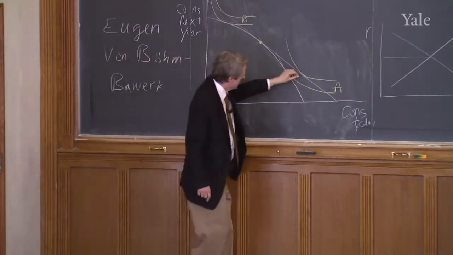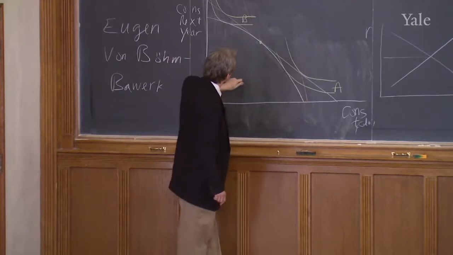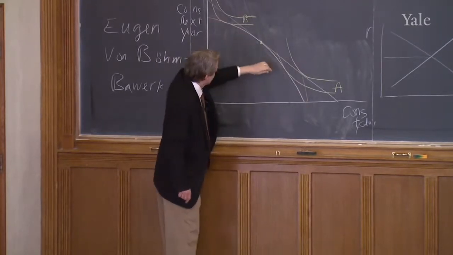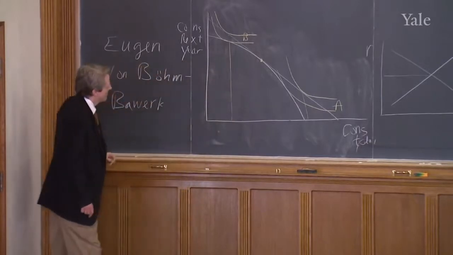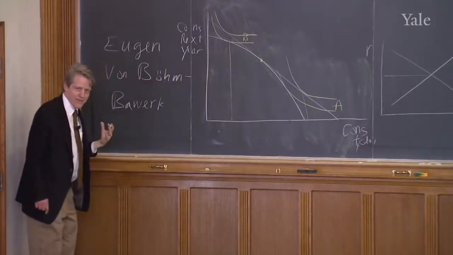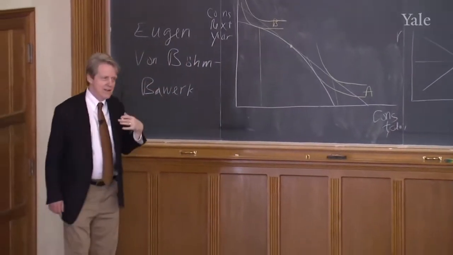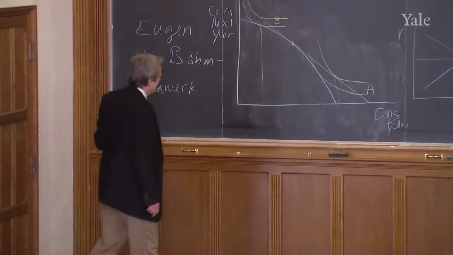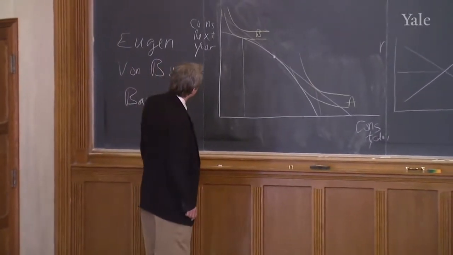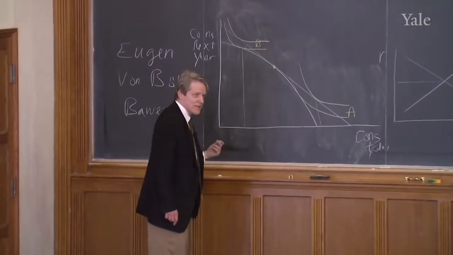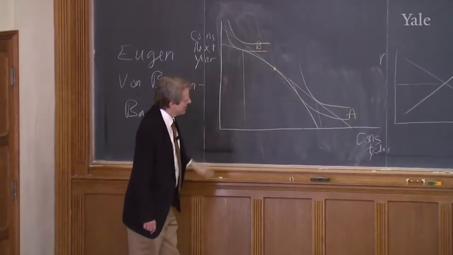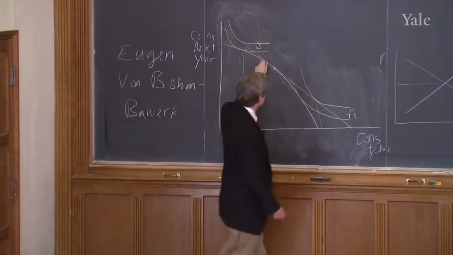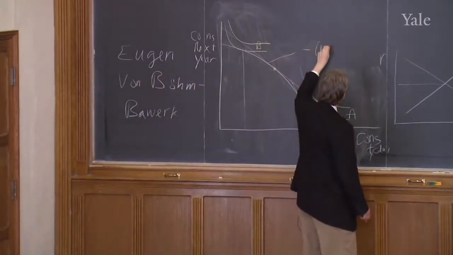He can consume this much. And B, since he's lent it to A, consumes only this much this period. But you see, they're both better off. They've both achieved a higher utility. And what is the interest rate in the economy? The interest rate is the slope of this line. Well, the slope of this line is minus 1 plus the interest rate.